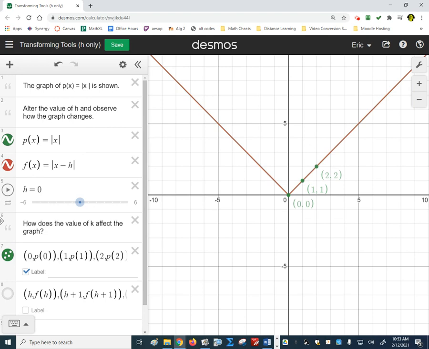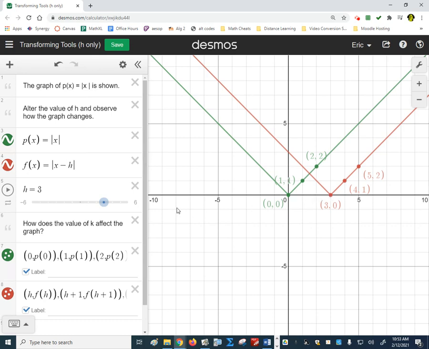So what happens if I subtract 3 from x inside the function? I'm going to turn the h into a 3. Look what it did. Subtracting 3 from x moved it to the right by 3.